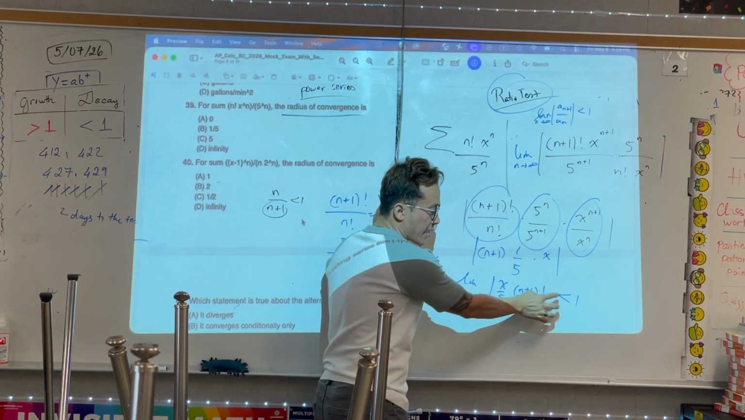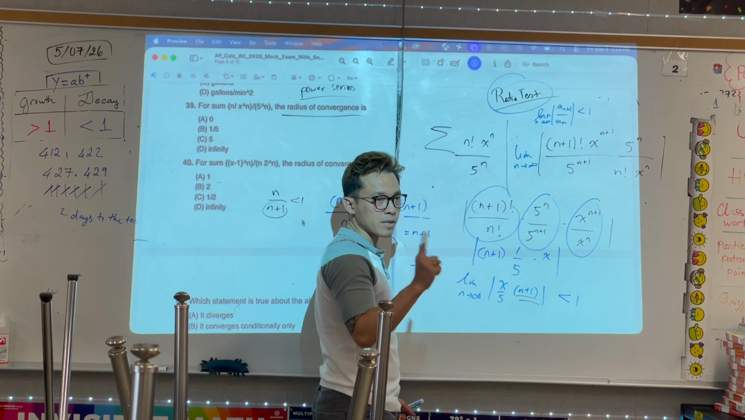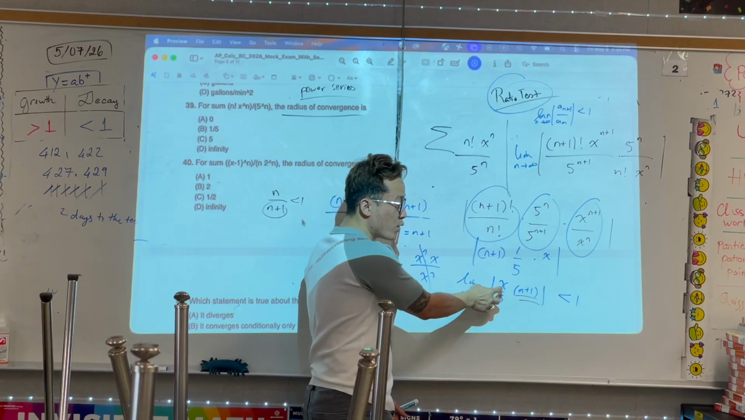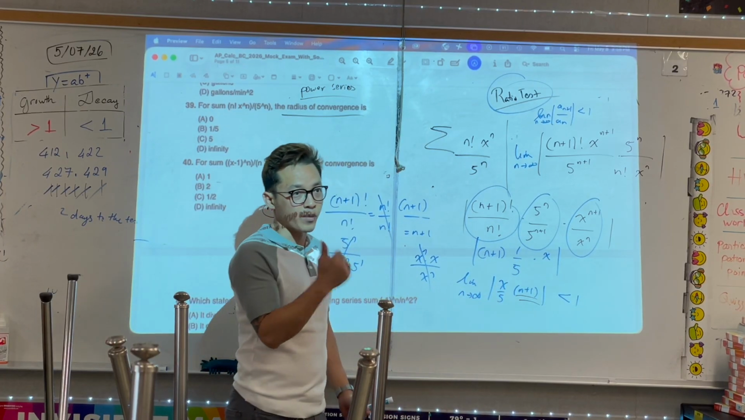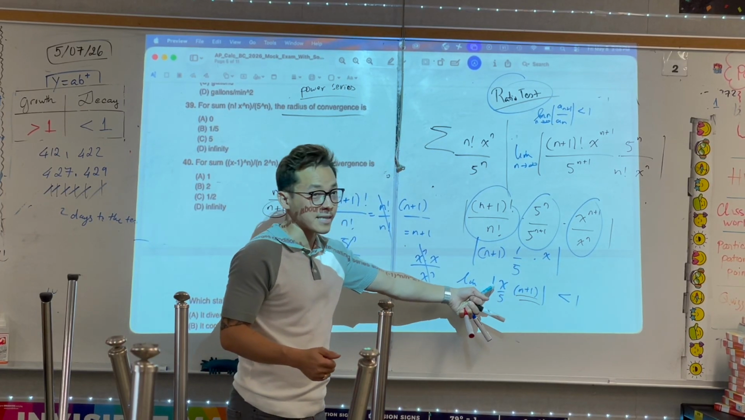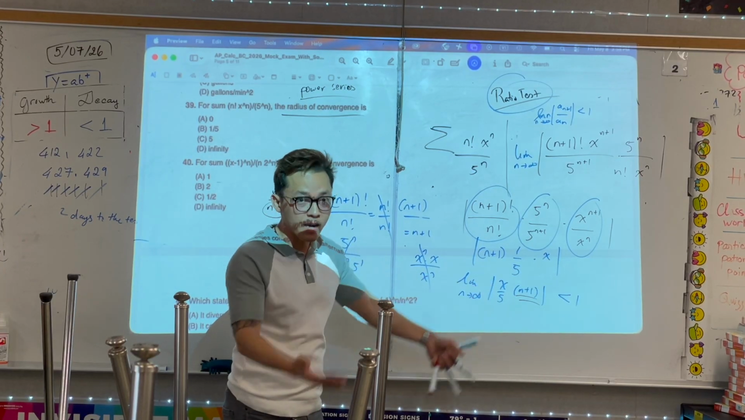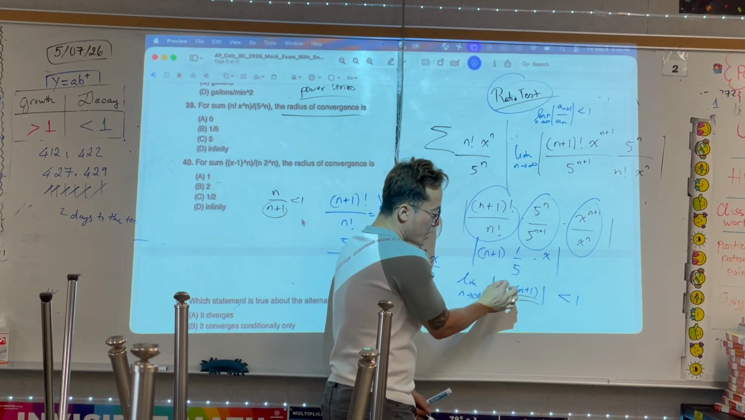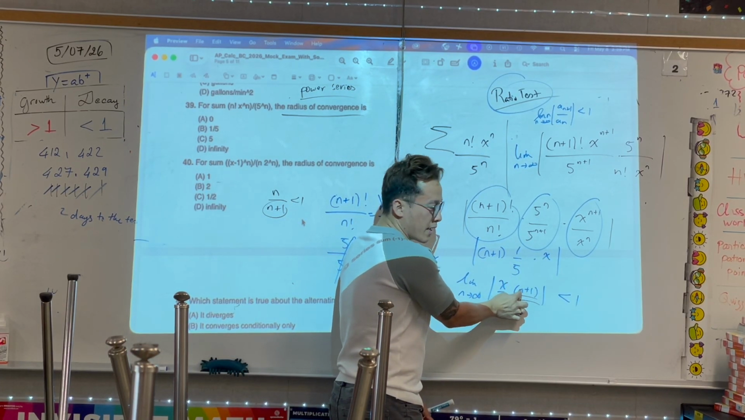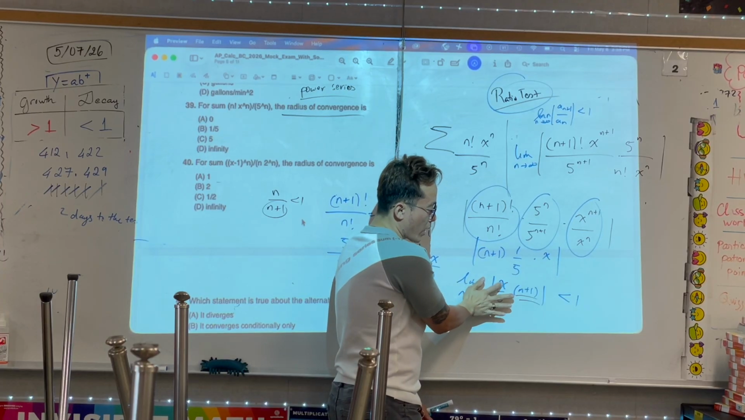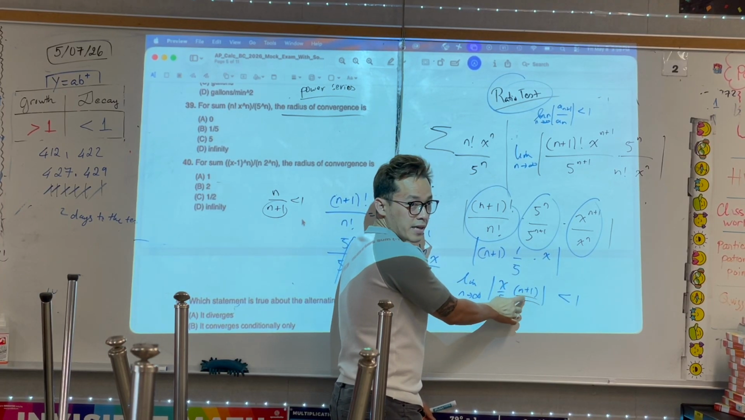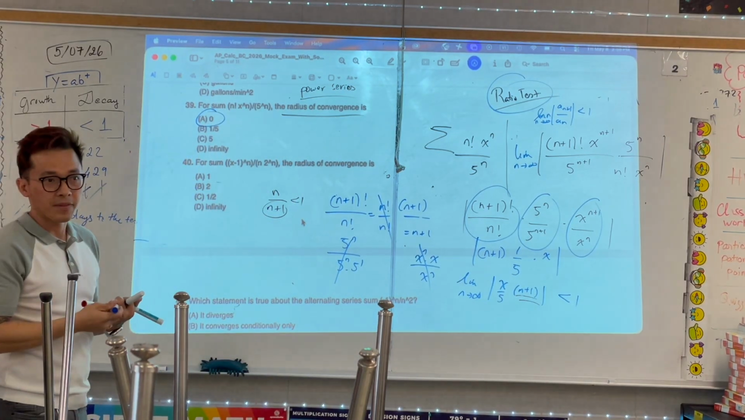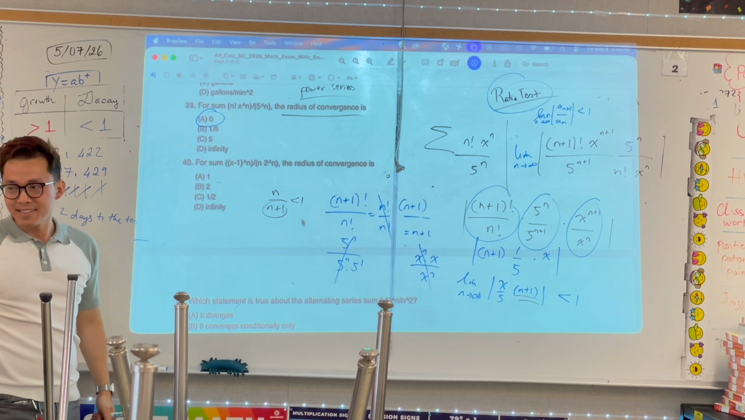So how do you make this guy less than 1? Only one possibility. What value of x? Remember, radius of convergence, they're asking about x. Zero. That's the only chance, very good. Because then I have 0 times infinity, which will be 0. Otherwise, no matter what number, this guy goes to infinity and explodes. So the answer is 0. Good job. Make sense?